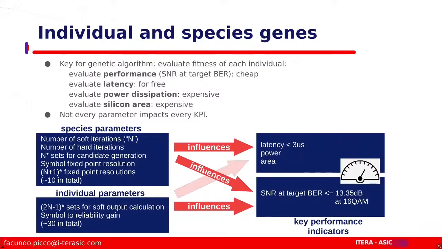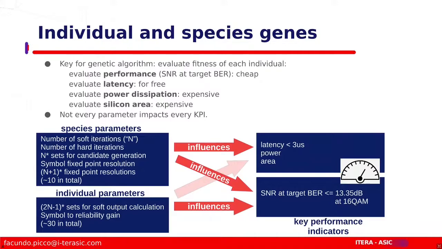But one of the things we observed is that not every parameter impacts every key performance indicator. In particular, the ones that impact power and area are a relatively small subset of all the parameters, more or less 25% of them, which are the big parameters, like the number of soft and hard iterations, and especially the fixed point resolution, and some other internal parameters like sets for candidate generation. Those parameters impact all the key performance indicators: latency, power, area, and signal-to-noise ratio at target BER.